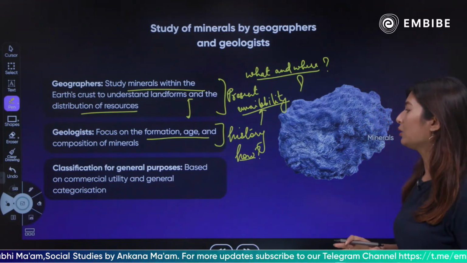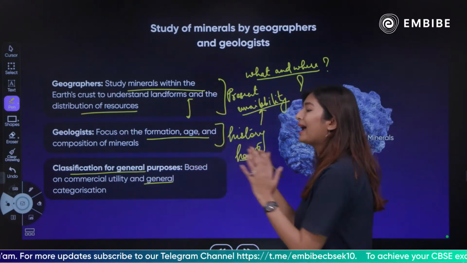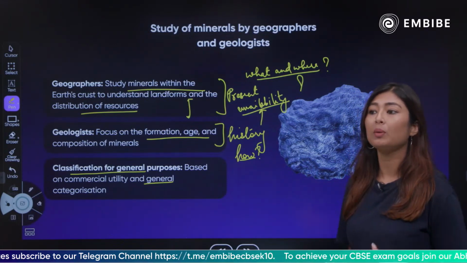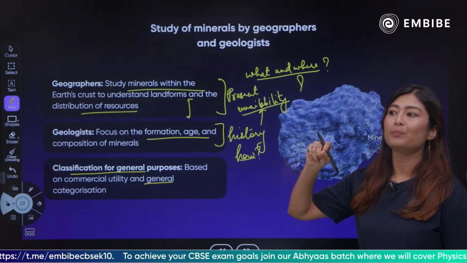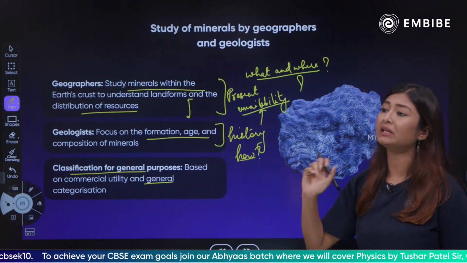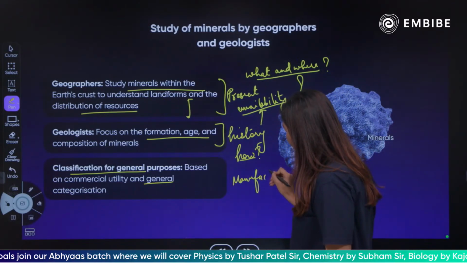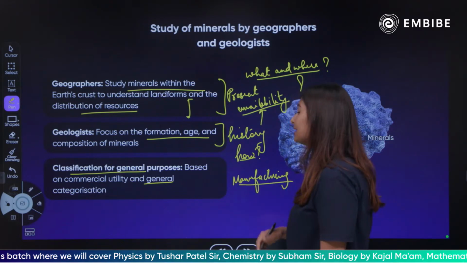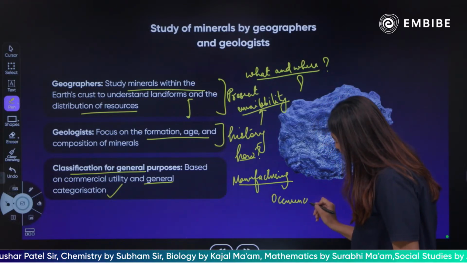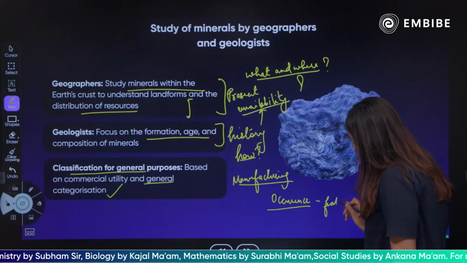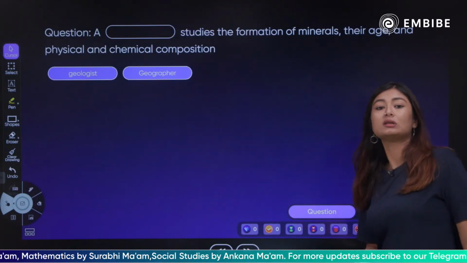Classification for general purposes is done on commercial utility and general categorization. So how do we classify them? How do we put them in different categories? We of course see what is important for us from a business point of view, from a manufacturing point of view. जैसे आयरन हो गया या बॉक्साइट है जो मुझे एल्युमिनियम देगा, ये मेरे लिए मैन्युफैक्चरिंग के पर्पस से बहुत इम्पॉर्टेंट है. तो कुछ क्लासिफिकेशन हम मैन्युफैक्चरिंग के पर्पस से करते हैं, ठीक है. At the same time, few are categorized on the basis of occurrence, कहाँ कहाँ पे occur किया है, ठीक है, क्या characteristics हैं, क्या features हैं. On the basis of that you categorize the rest. So that is how the classification, the segregation of minerals is done.